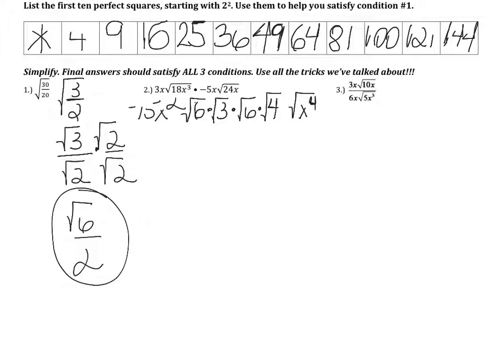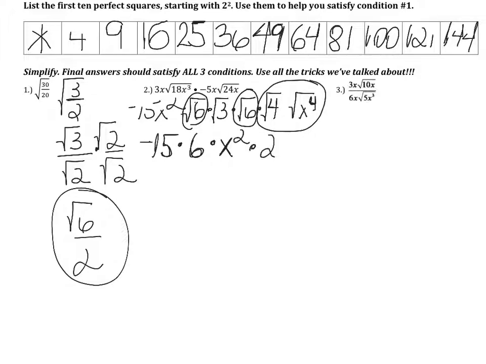So now there's a lot going on here. One thing I'm noticing is that these two square roots of 6 can go together to give you a plain old 6. So outside here, I already have a negative 15x squared. I'm going to multiply negative 15 times 6. I have that x squared out here. I'm also going to notice that I have two perfect squares. These two right here are perfect squares. The square root of 4 is 2, so I'm going to multiply the 2. The square root of x to the fourth is x squared.